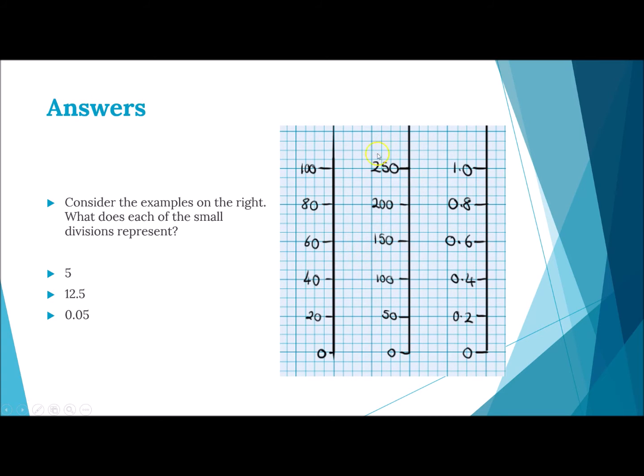Okay, so if we look at the first scale here, that goes up in 5. So 0, 5, 10, 15, 20, 25, 30, 35, 40, nice and easy. The next one's a bit harder, 12.5. So it goes 12.5, 25, that's the halfway. As long as you can work out what a halfway point is, then 37.5 and then 50. And over here 0.05, so 0.05, 0.1, 0.15, 0.2.